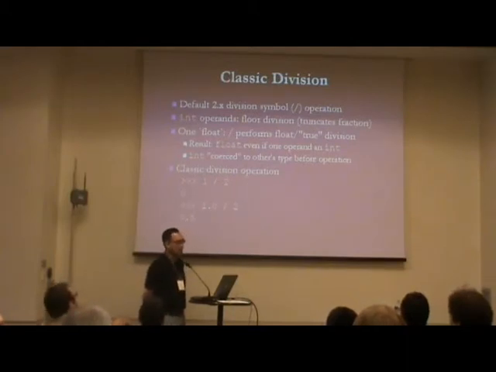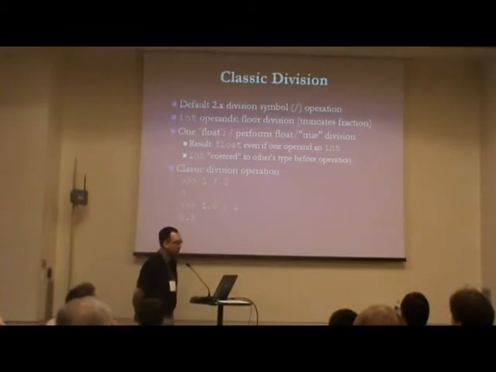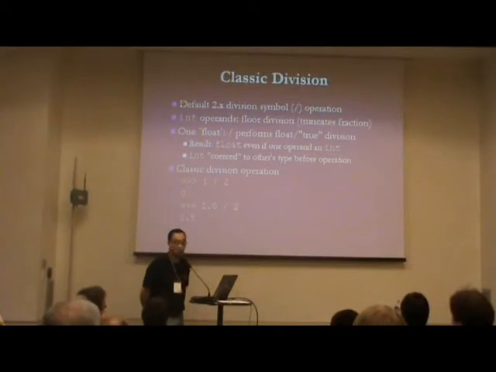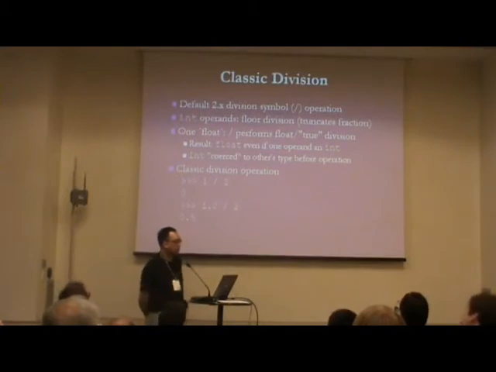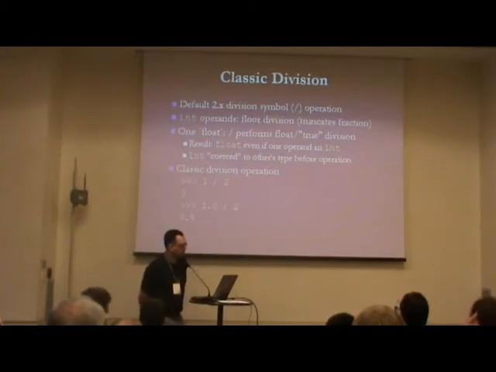Okay? So classic division is the default 2.x division symbol operation. If the operands are int, you're going to get floor division. In other words, the fraction is truncated. If you have at least one float, both numbers will be converted to float, so that you'll always have true division here. So you're always going to get a float, even if one of the operands is an integer, as long as the other one is a float. The other integer is coerced to a float before the operation can happen.